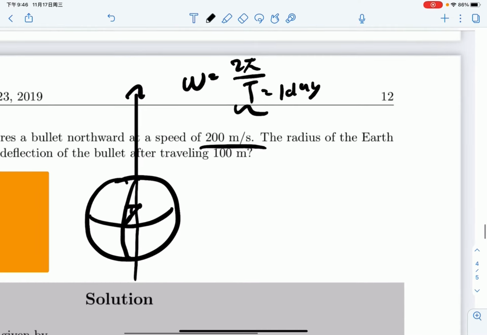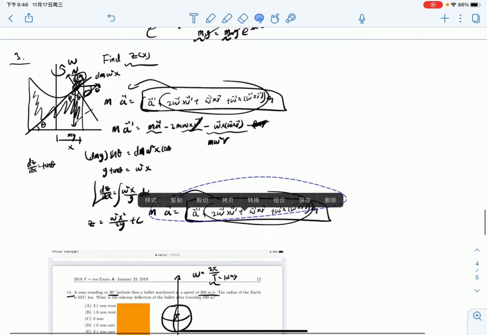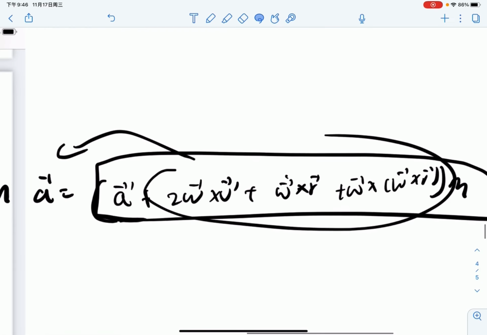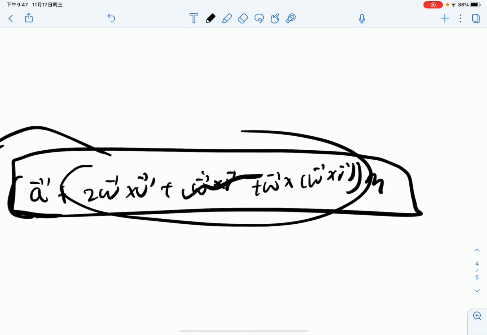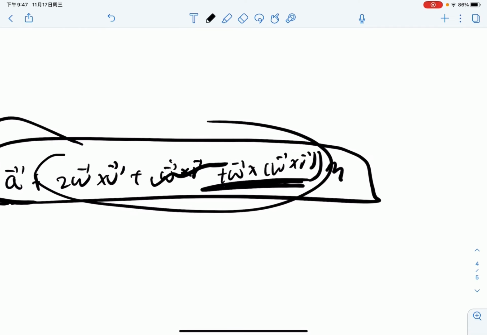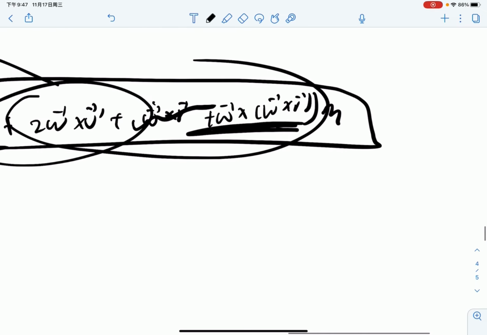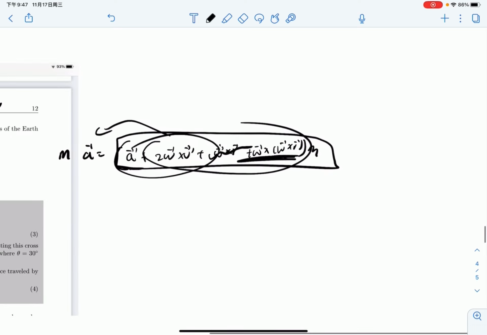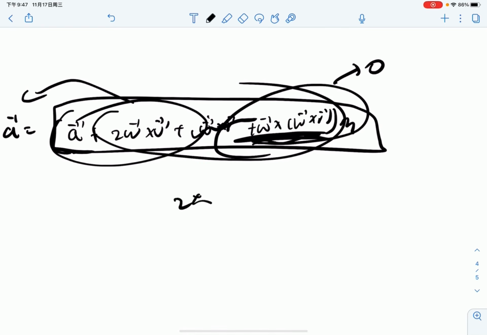And from the top equation over here, we assume that beta is equal to 0 for Earth. And for this term, it is really small compared to these two terms. So for most cases on Earth, we treat this term as approaching 0, because w is equal to 2 pi divided by 1 day. It's really small.